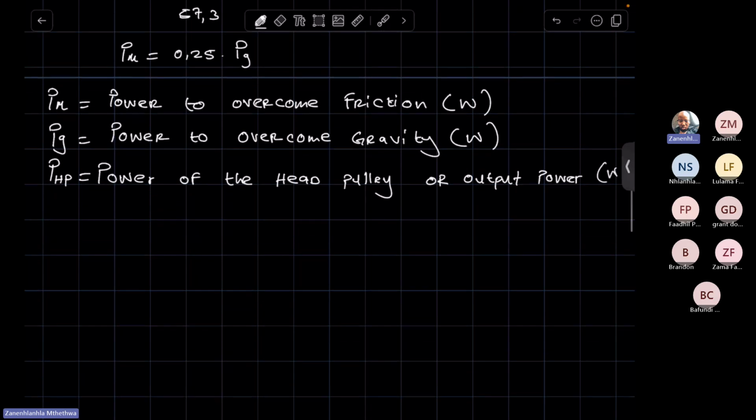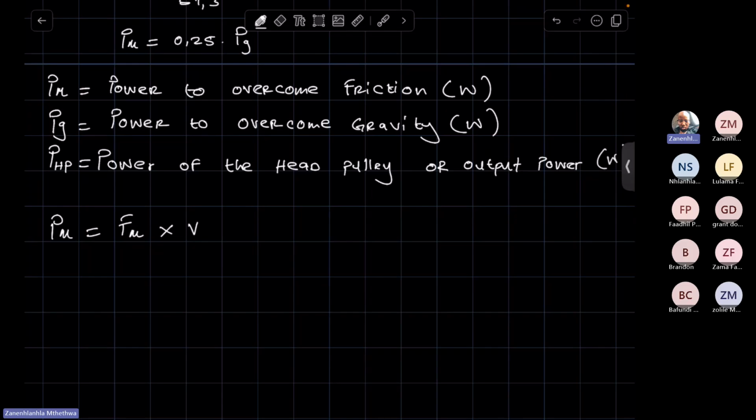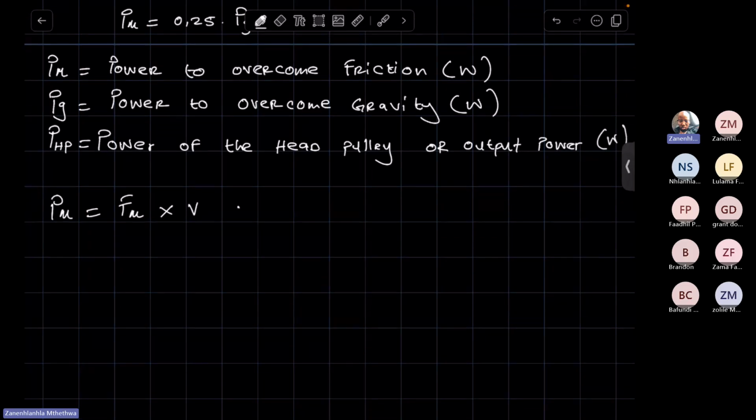Now, the power to overcome friction, right? It is equal to F mu, so the frictional force times the average velocity of the belt, so the belt speed essentially, right? And then PG, the power to overcome gravity, is equal to m dot times g, the gravitational acceleration, right, times h, which is the vertical distance from the loading point to the delivery point, right?